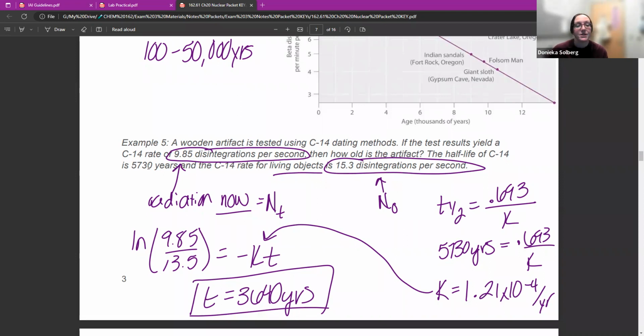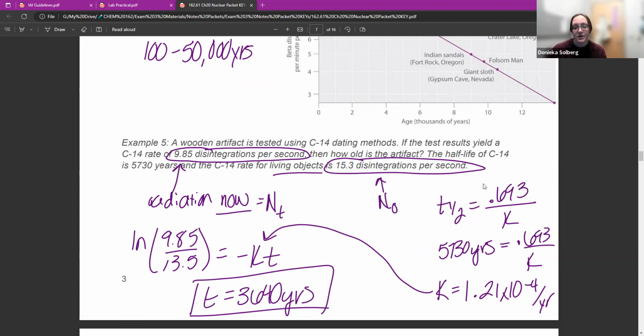We know the half-life of C14 is 5,730 years, and the C14 rate for living objects, so a living object gives off 15.3 disintegrations per second. So you can see it has decreased for the amount of time that it's been dead. Okay, so this would be my radiation that it's giving off now, after time has passed, and this would be the original, while it's living. So I just plug that into my equation. So it'd be 9.85 over 15.3 equals negative kt. We're trying to figure out how old, so the time.